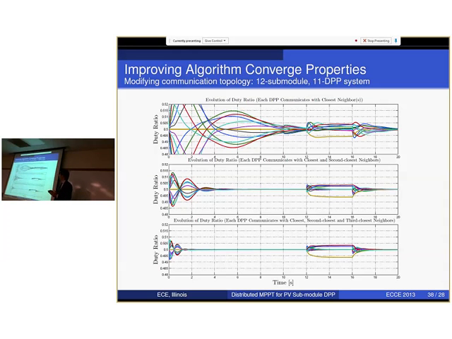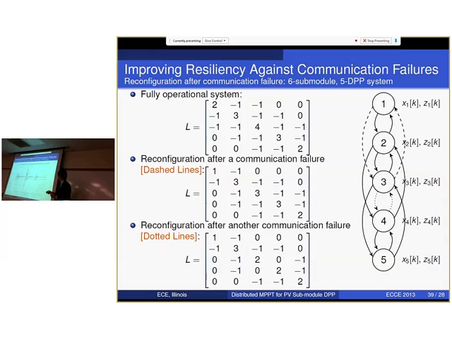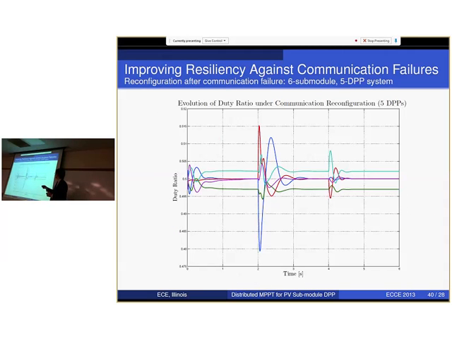So yeah, that's what I think. But again, as you can see here, even if you have a communication failure, it can still converge within a second or two, and it's back to normal. So I think the real challenge is how you detect the communication failure. That's probably going to take some time.